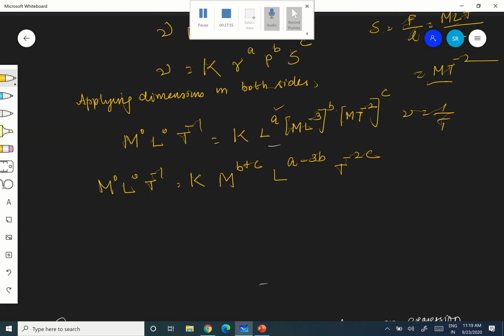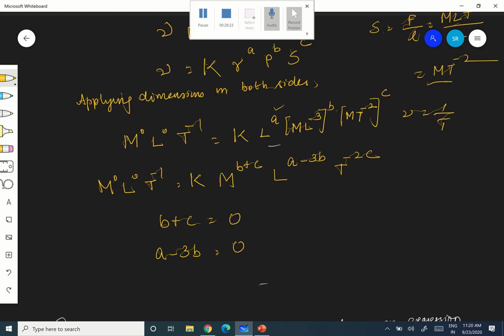Now, next one, what is re-equating the power on both sides? Equating the power on both sides means what you will be getting. You see, first one, m power b plus c, here m power 0. Therefore, b plus c is equal to 0. And right side L power a minus 3b, but left side L power 0. Therefore, a minus 3b should be equal to 0.